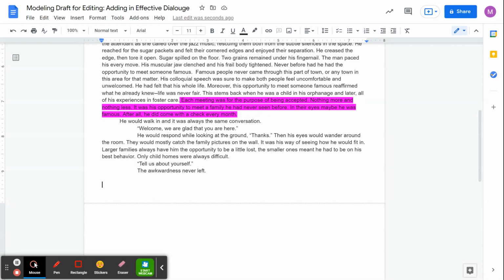Before you go, just know that with dialogue, the key is to keep it short and simple. Also, be sure that all of the words that you're choosing reveal either something about the character or something about the plot.